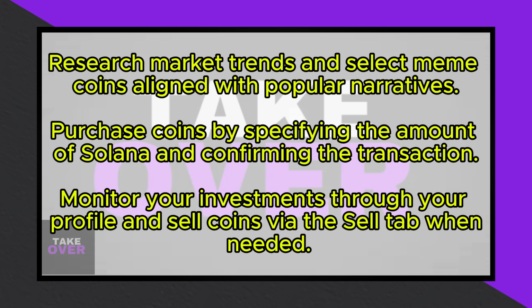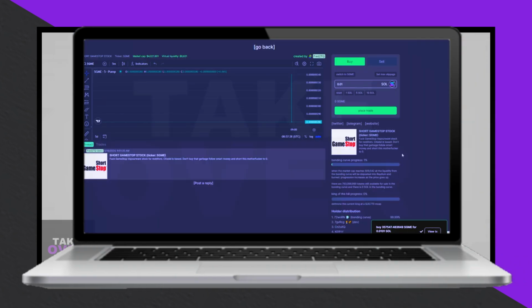Keep track of your purchased coins by viewing your profile. Monitor performance, market cap, and other metrics to decide when to sell. Navigate to the Sell tab, choose the amount to trade, and confirm the transaction. You can view all your transactions and holdings on your profile, ensuring you stay updated on your investments.